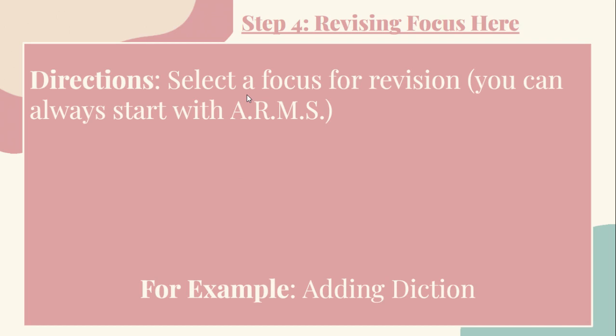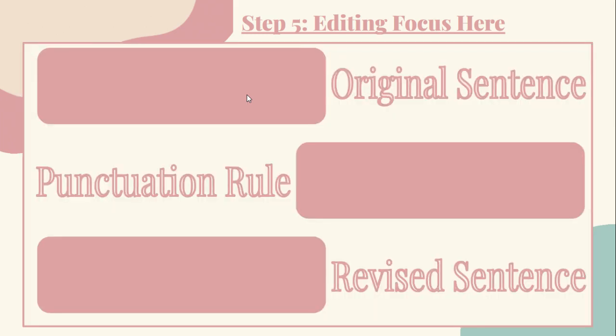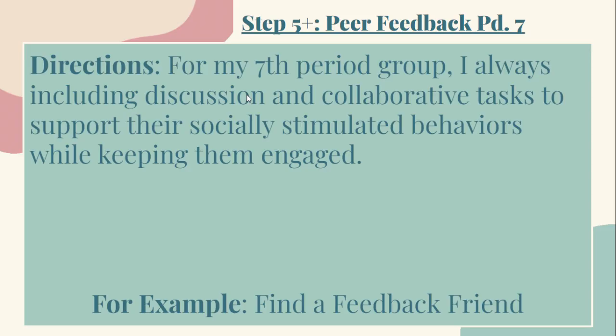So even if you start with ARMS, then you want to be very specific. You're not going to do all four. Maybe you just want them to do diction because that's what you did last semester. You want a quick refresher, make sure they're still doing it. So I'm going to use a very similar format. Original word, go ahead and create a stronger word. Give me a stronger verb or adjective. And then what is your intention? Why did you choose to change your original word to this revised word? And I'm going to do the same thing with CUPS. Original sentence, punctuation rule, revised sentence.